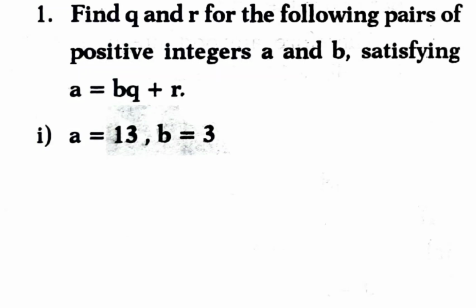Find Q and R for the following pair of positive integers A and B satisfying A is equal to BQ plus R. Here A is given 13 and B is given 3. Now we can write this equation as A equal to BQ plus R. A is 13, B is 3, and we can write 13 is 3 into 4, 12, plus remainder is 1.